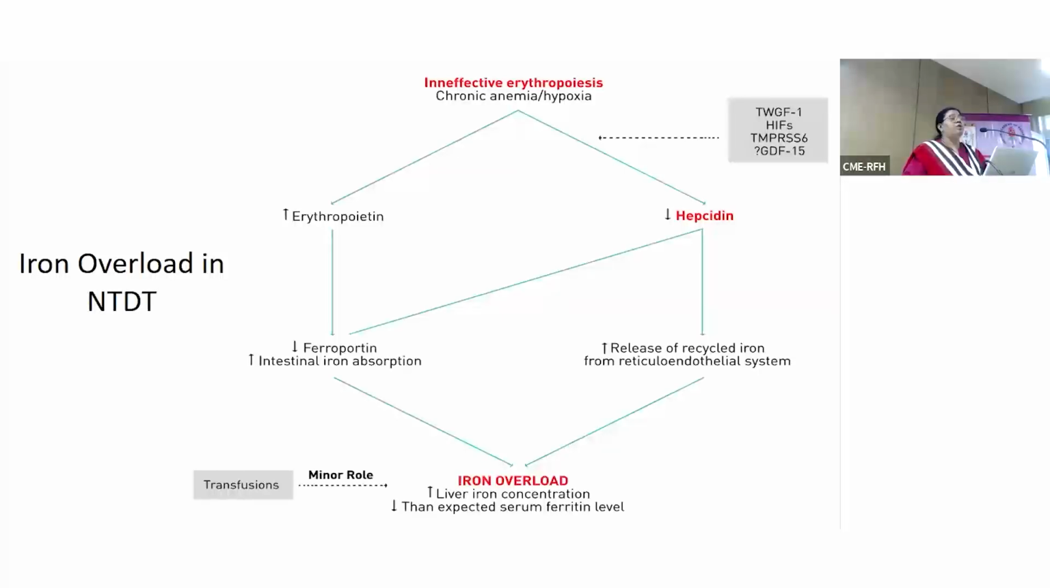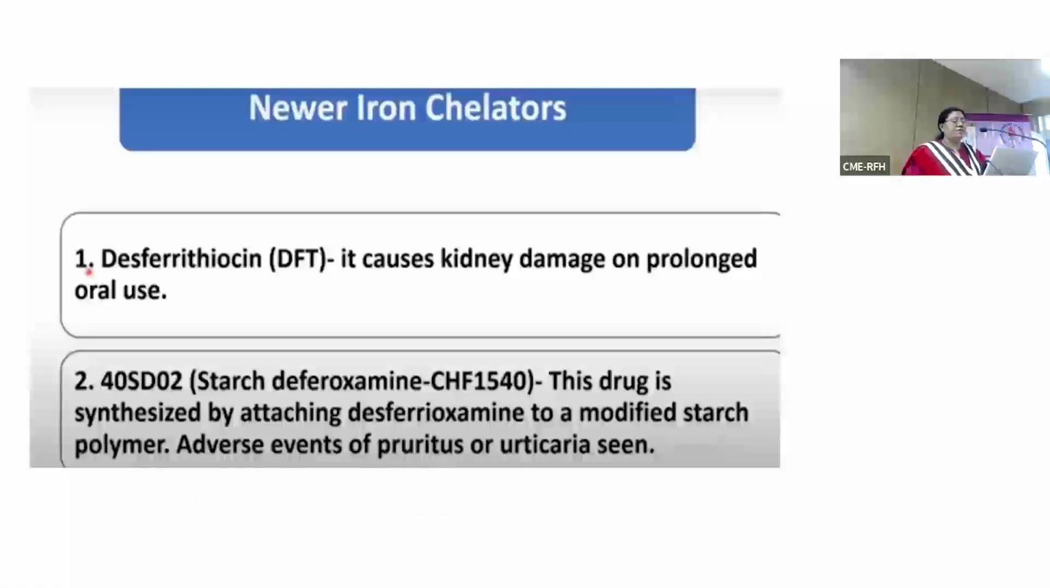And some patients, though they are not receiving frequent transfusions, are also going to have iron overload. And therefore, in such children also, you are supposed to start iron chelators when the ferritin levels are more than 700 or beyond the age of 10 years.